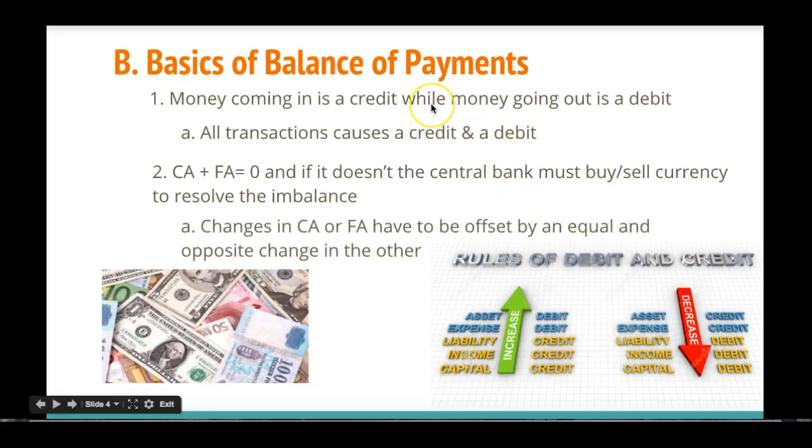Now, changes in the current account or the financial account all have to be offset by an equal and opposite change in the other. Because remember, they have to be added together, they have to equal 0. So for example, if your current account goes up by, say, $20, I know it's a very small number, but goes up by $20, and so then as a result, the financial account, what has to happen to that?